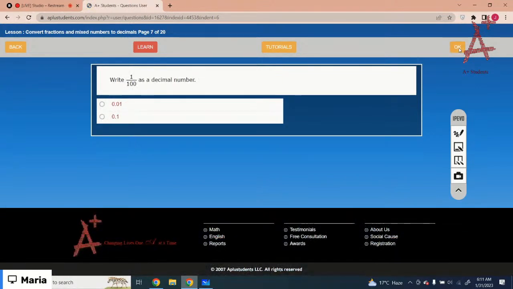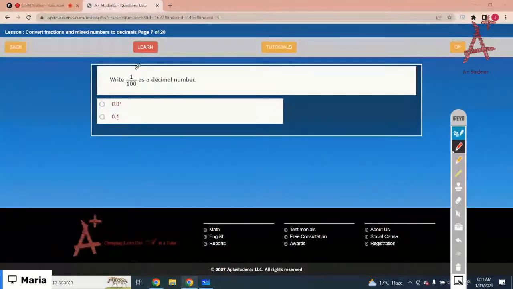Everyone, please just listen to me carefully for the next question, because some of the answers are not correct ones. 1 divided by 100. In the denominator, you have two zeros here. Got it? That means the answer must have two decimal places. Two decimal places means you have two digits right after the decimal. So 0.01 is the correct option.